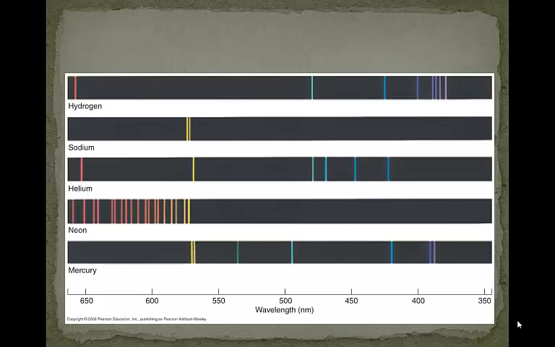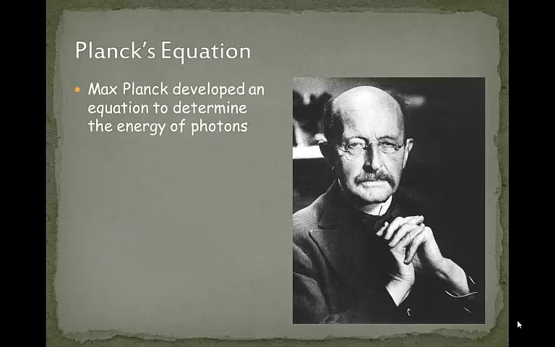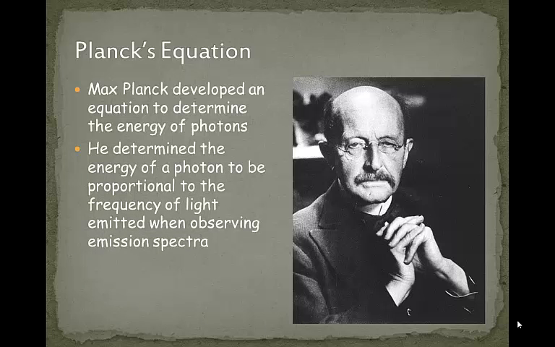to give us that light emission. We do this by what's called Planck's equation, which was developed by that awesome guy on the right-hand side there, Max Planck. He developed an equation that helped us to determine the energy of the photons. So what he determined was the energy of a photon is proportional to the frequency of light emitted when you are observing the emission spectra.